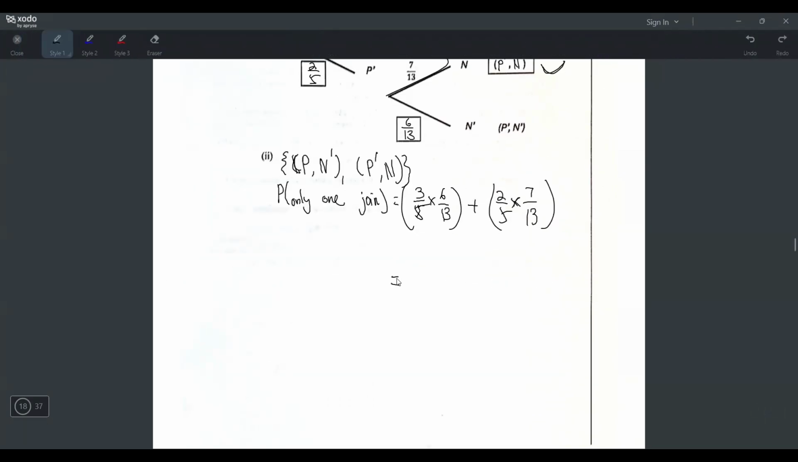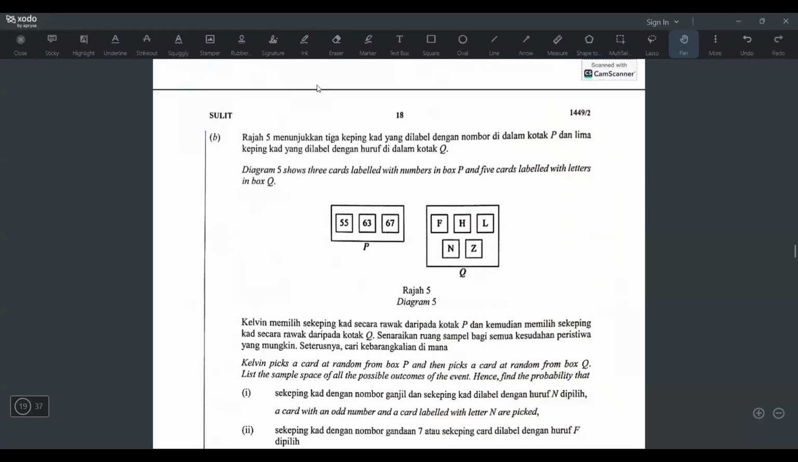Okay, let's press the calculator. 3/5 times 6/13, 18/65, and then the other one 2/5 times 7/13, 14/65. So now we just have to add them together, and you will get 32/65, right? So that's the final answer. Finished. That's all.